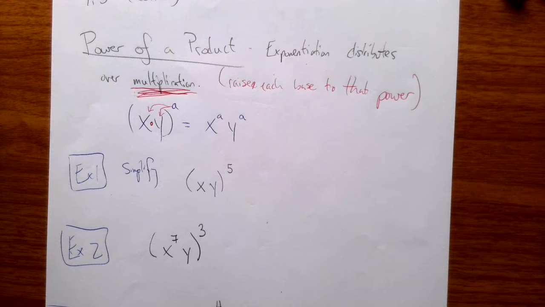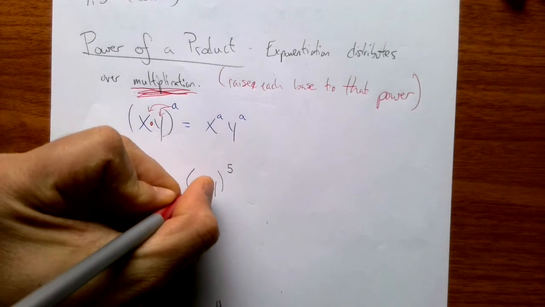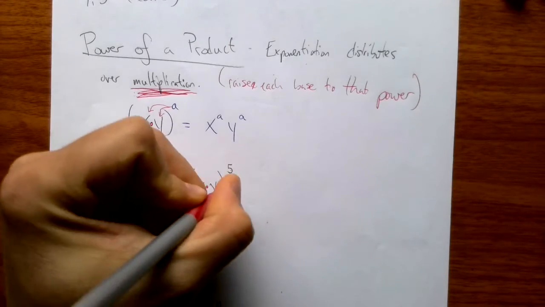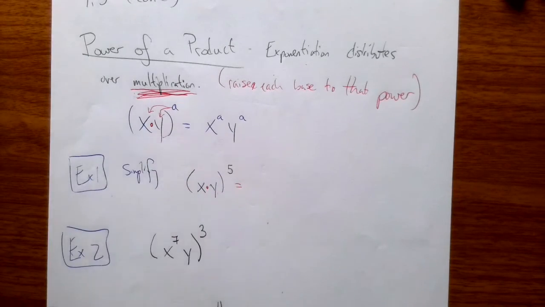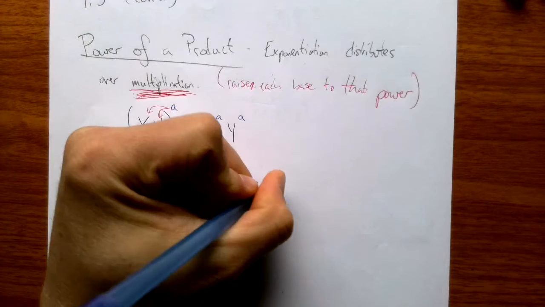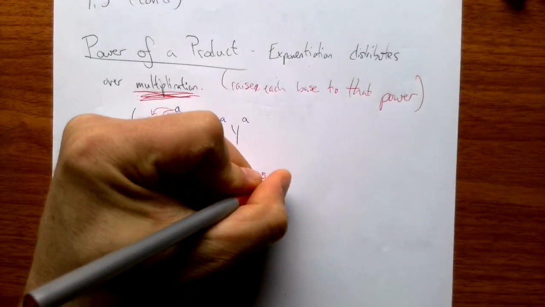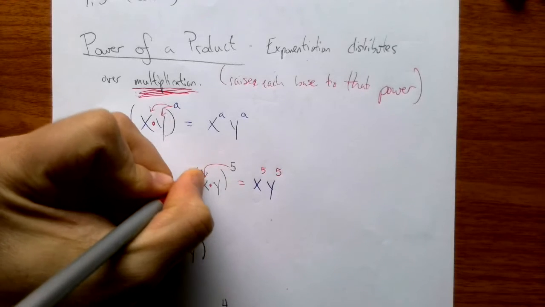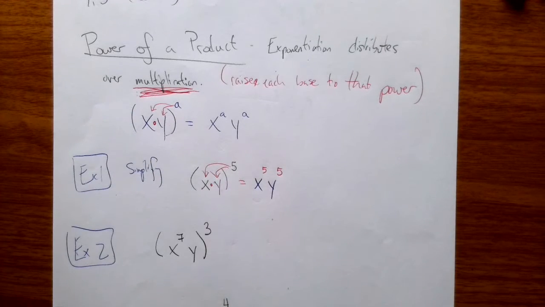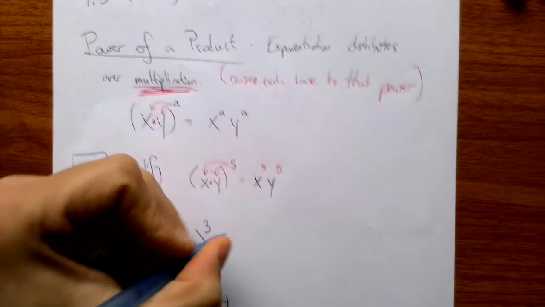So here, in this first problem, we're being asked to simplify x times y, in parentheses, being raised to the fifth power. Not too much going on here. We're just going to distribute the power of 5 to both the x and the y. Since they were just x and just y, we're going to get x to the fifth and y to the fifth.